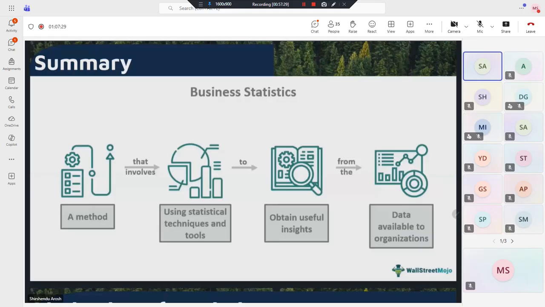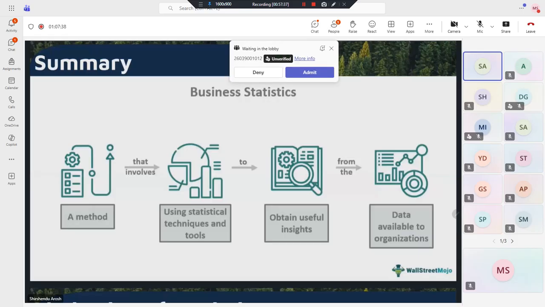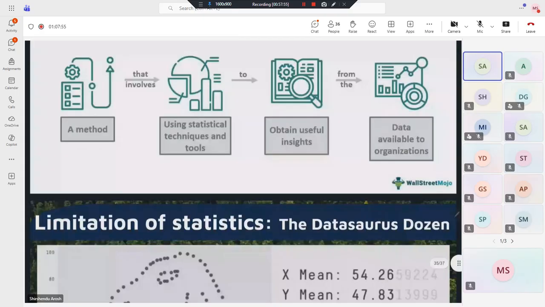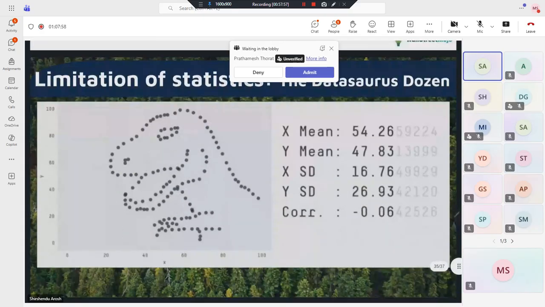Now, of course, we understood the power of statistics, right? We understood what the properties are, what things we can use statistics for, and where you need to use statistics. But of course, everything has its limitations, right? So statistics will also have its own limitation. It cannot give everything in terms of understanding. This is the limitation of statistics.